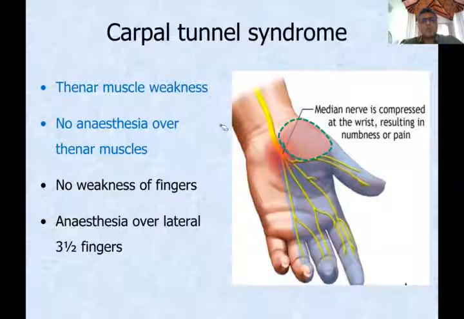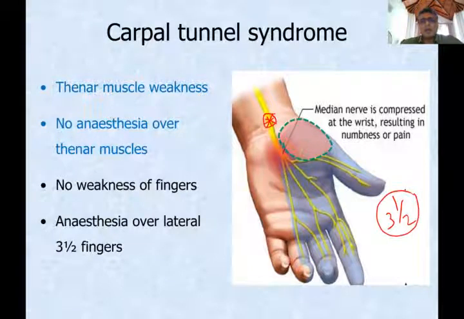Now, by now you should know, as we discussed, the lateral 3.5 fingers, we are referring to the cutaneous supply, the sensory supply. The lateral 3.5 fingers and that part of the hand, including the thumb, are supplied by the median nerve after passing through the carpal tunnel, underneath the flexor retinaculum. So what happens is that when the nerve gets compressed here, then in this area, the lateral 3.5 fingers, there is a sensory effect. Sensations are either diminished, or if the condition is severe, sensations would be lost.